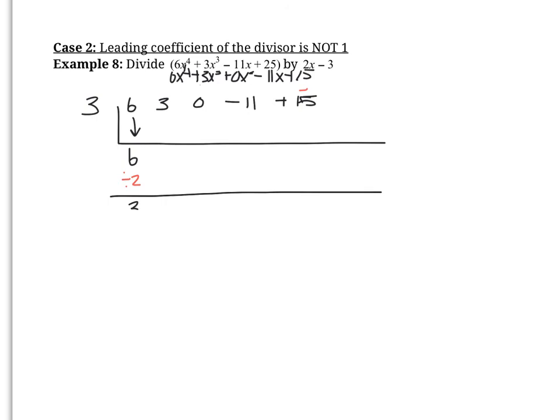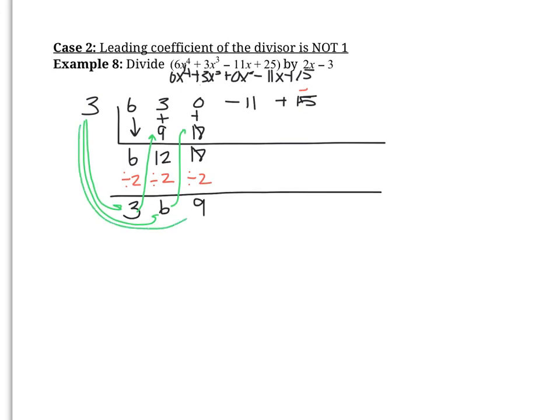So 6 divided by 2 is 3. So this is the number that we're going to multiply by 3, and then we're going to bring it up here. So 3 times 3 is 9, and again we're going to add. So 9 plus 3 is 12, and then we have to divide by 2 again, and we're going to get 6, and then we continue again. Now we're going to do 3 times 6, bring that answer up here, and we have 18. Add it together, we have 18, divide it by 2, and we have 9.